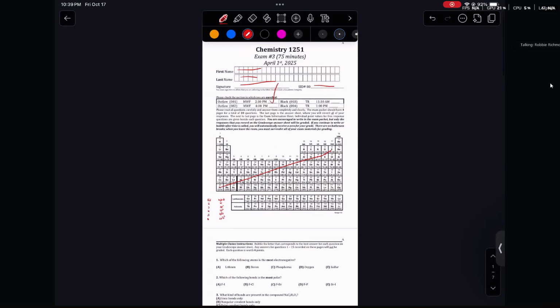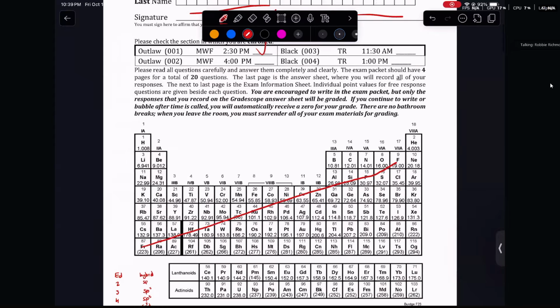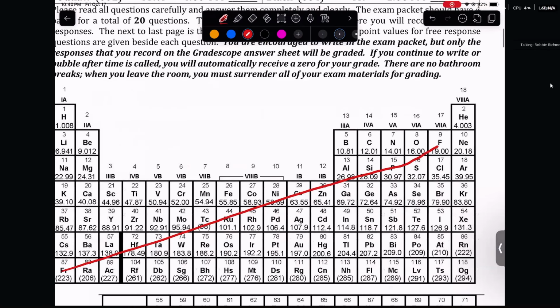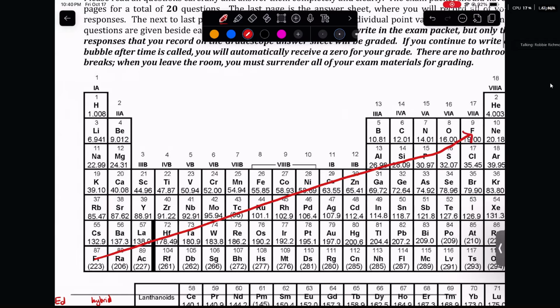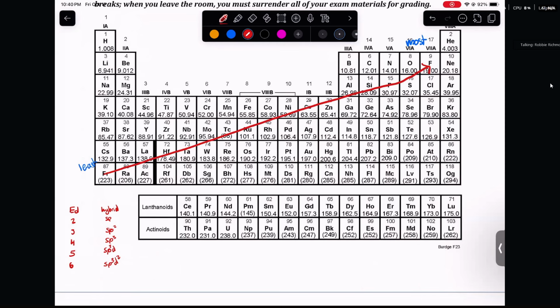Before I go into all these questions broken down, I want to talk about two things that helped me when I took exam 3. First thing is drawing out the electronegativity periodic trend, which goes from francium to fluorine, from least to most electronegative.